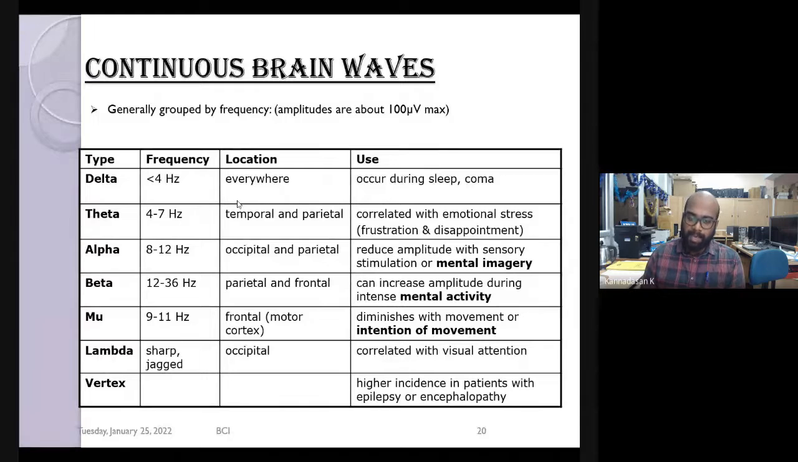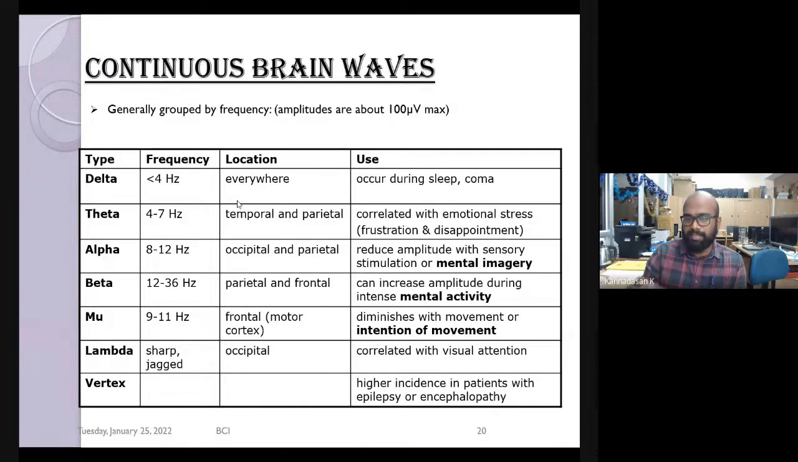And then alpha, 8 to 12 hertz, when it is happening in the occipital and parietal lobe, it means a mental imagery task. What does mental imagery mean? You will be assuming something. You will be thinking that you will move your hand. Sometimes we do that, right? We think that we'll move our hand or leg, but we won't move. That is what is called mental imagery. You think that you move your hand, but you won't move.